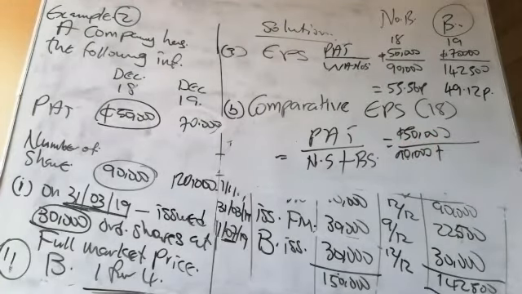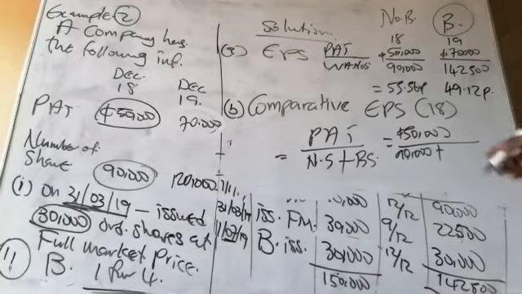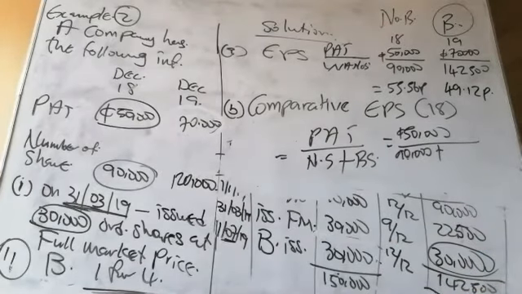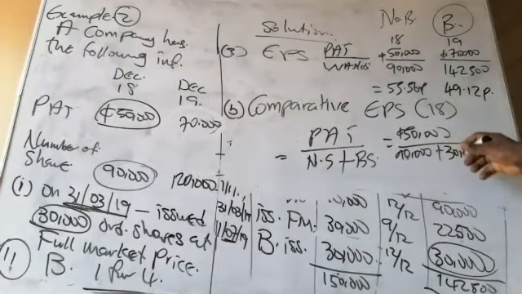Plus all the bonus issued in 2019. So all the bonus issued in 2019 is what? 30,000. That's the bonus. The bonus issue was 30,000. So plus 30,000. So what will be the answer?